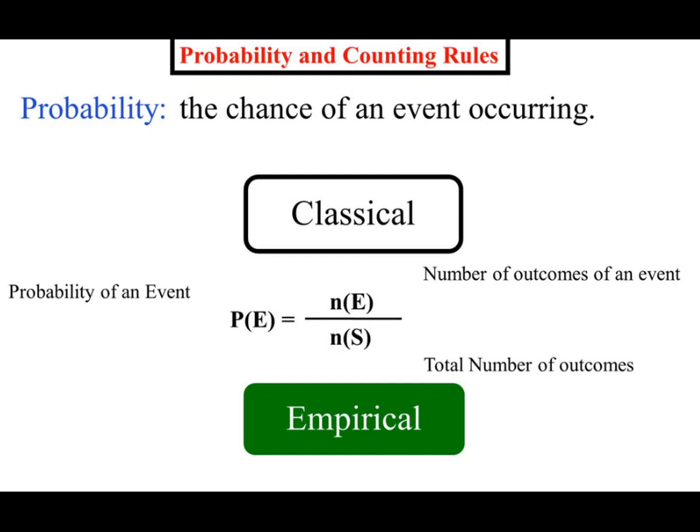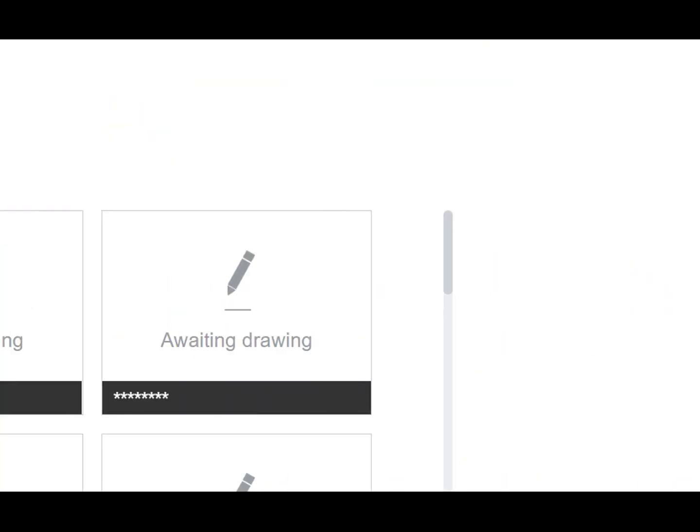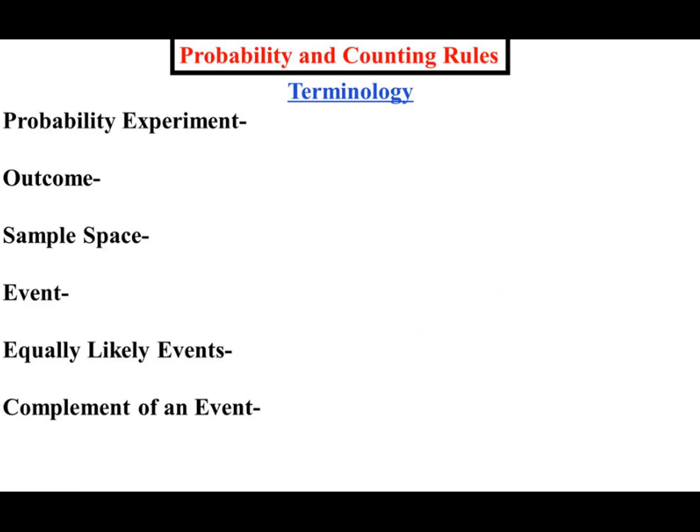All right, thank you. Next, copy this terminology. We need to cover some terminology, which is, like I said, basic terminology for probability. And the terminology reads probability experiment, outcome, sample space, event, equally likely events, and complement of an event.